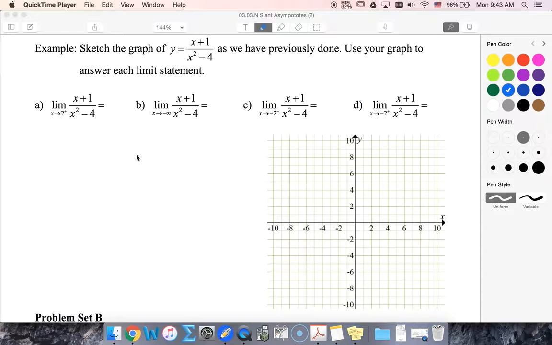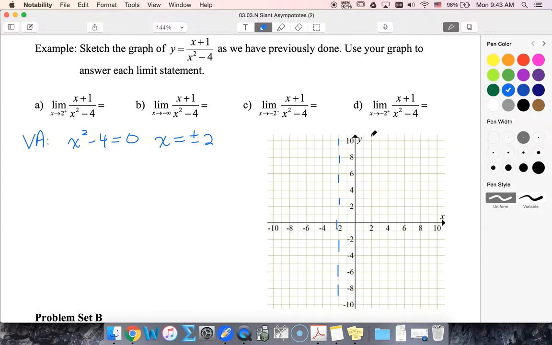All right, let's look at some examples of applying limits and looking at rational functions. So sketch this graph as we've previously done. I'm going to start by thinking about my vertical asymptotes. That's going to be where the denominator is equal to 0. So I'll have plus or minus 2. Let's go ahead and put in our vertical asymptotes. There's negative 2 and 2.